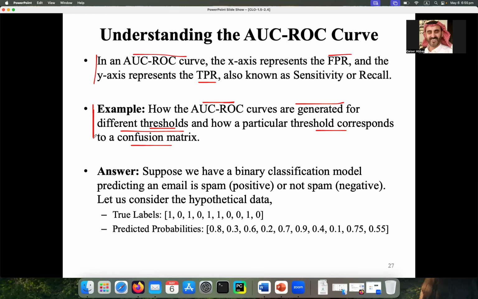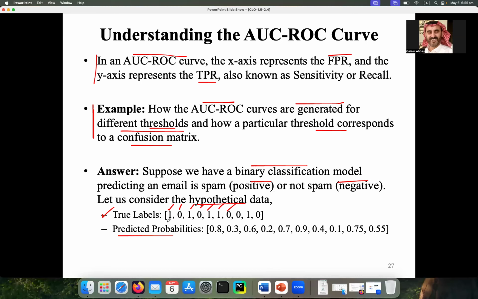First, we have to suppose some model, so we are supposing a binary classification model, say for spam, meaning positive or negative. Then we are supposing some data to start the calculation. It is written here as hypothetical data, true labels. A true label means this is the data point for class 1, this is the data point for class 0, and so on: 1, 0, 1, 1, 0, 0.